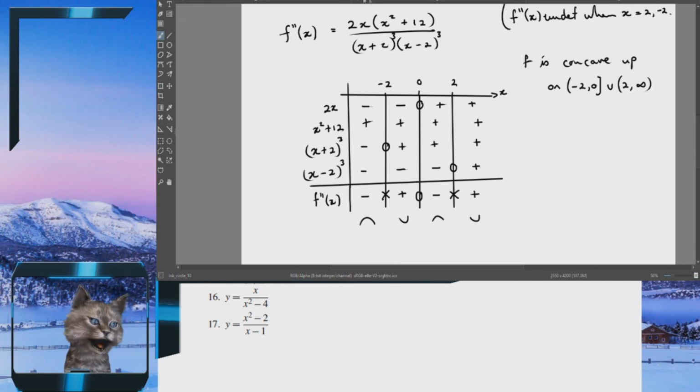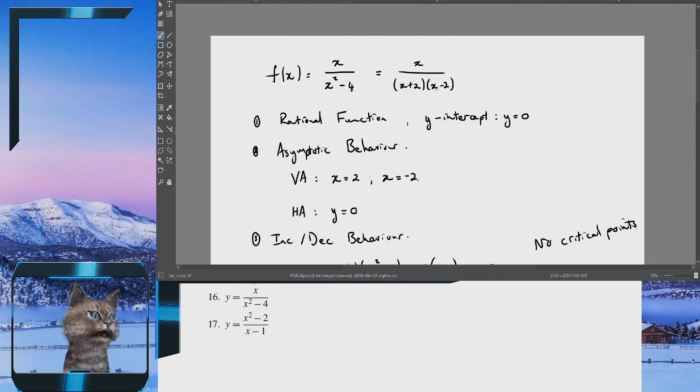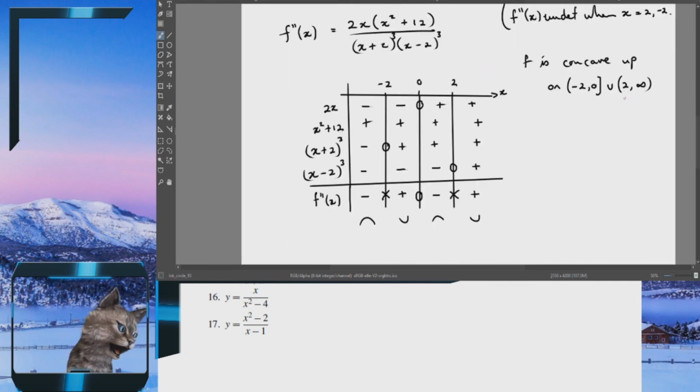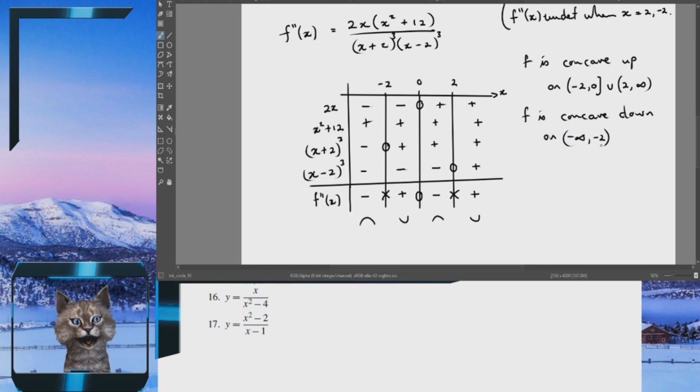And again, my original function is not defined at 2. F is concave down on -infinity to -2, not including -2, the function is not defined. And 0 to 2, not including 2, but I am including 0, the function is defined there.